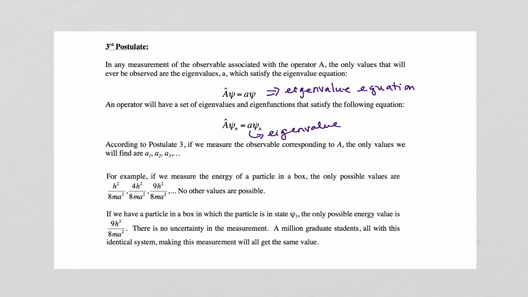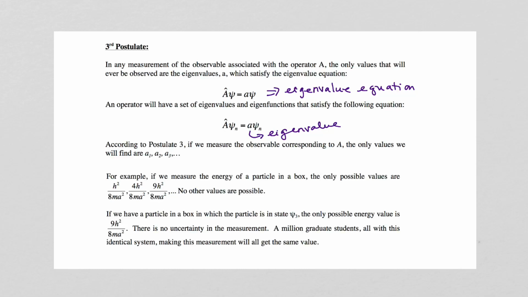So we'll see down the road that for a particle in a box, the only possible values are these values here, corresponding to the different n values, the different states that we could have. There are no other values possible to measure. You will only ever measure an eigenvalue. That is the solution to your eigenvalue equation.